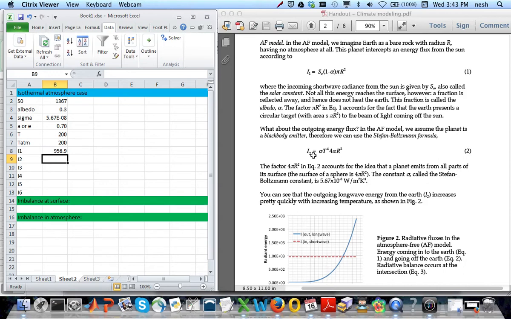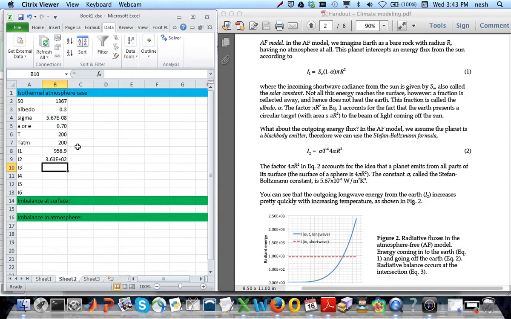Okay, I think what I need to do is to say that I2 equals sigma, which I have right there, times the temperature. Now remember, we've got two temperatures here. The temperature of the planet surface, temperature of the atmosphere. This is the surface that's emitting, so I want that temperature. And of course, we need to raise this to the 4th power. And we need to multiply by the factor of 4 for reasons we talked about before.